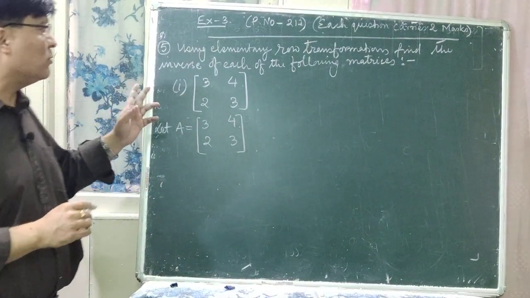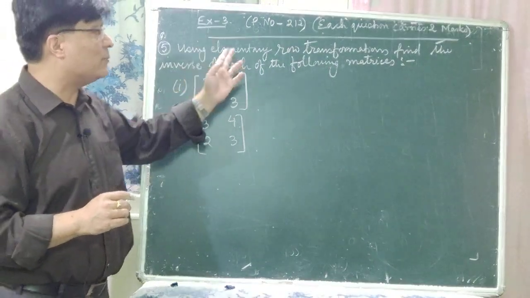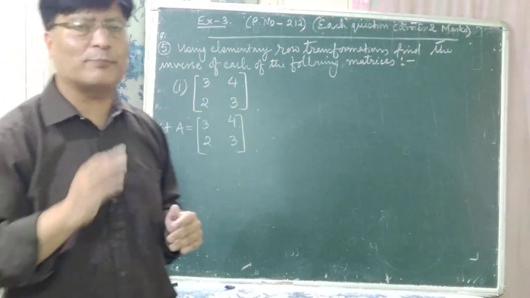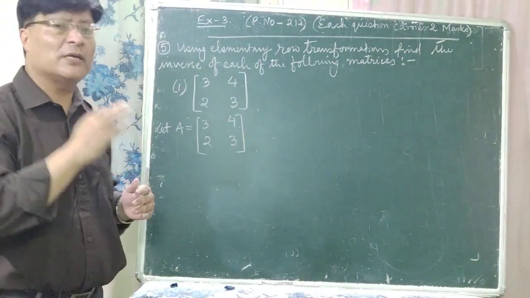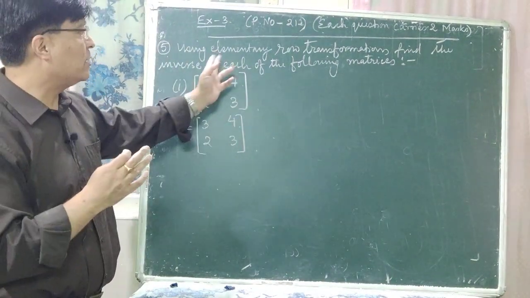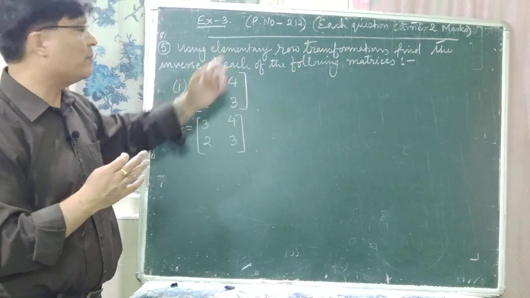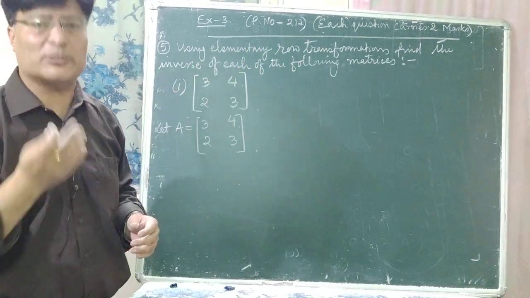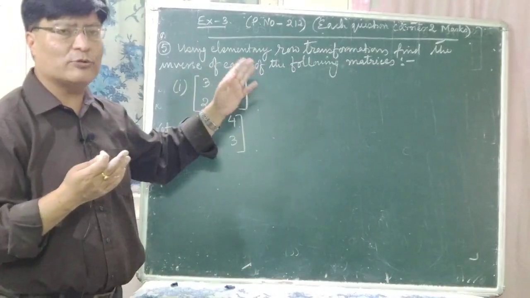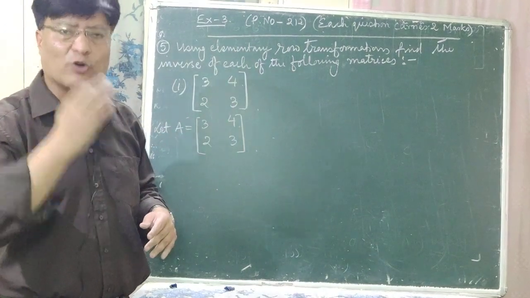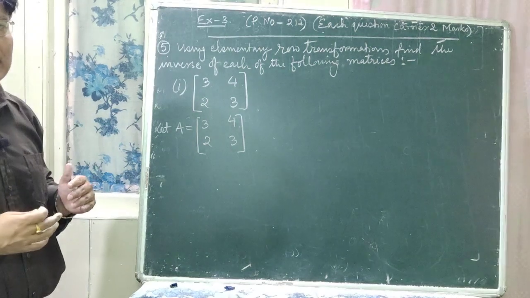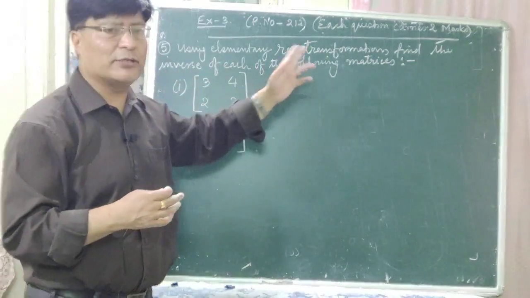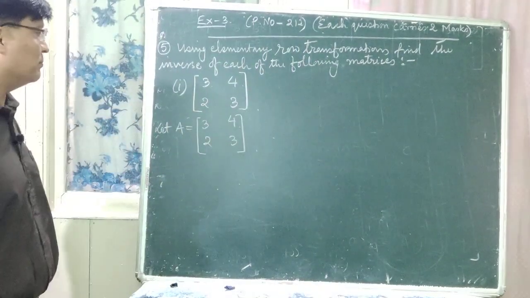Now in this case you have to use elementary row transformation. That means you have to use the properties for the rows. Sometimes you may be asked to use elementary column transformation. In that case you have to use the properties in terms of columns, right? So I'll show you the method now. What is meant by elementary row transformation? Let us do this problem.